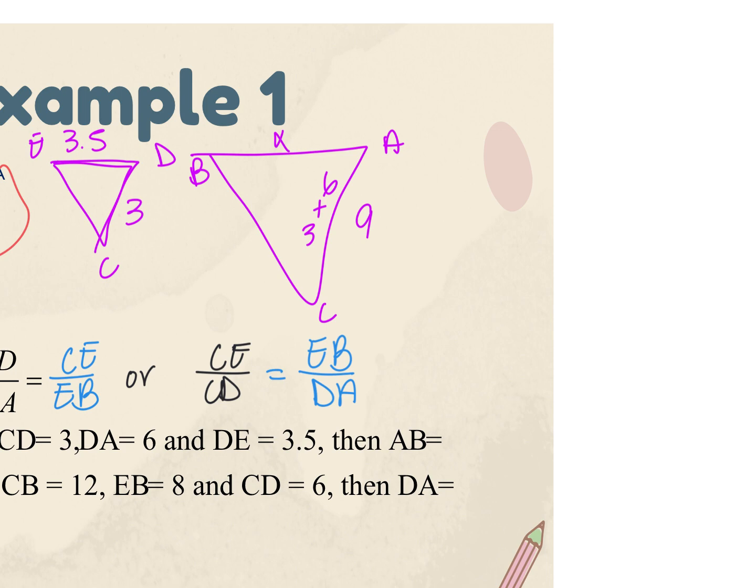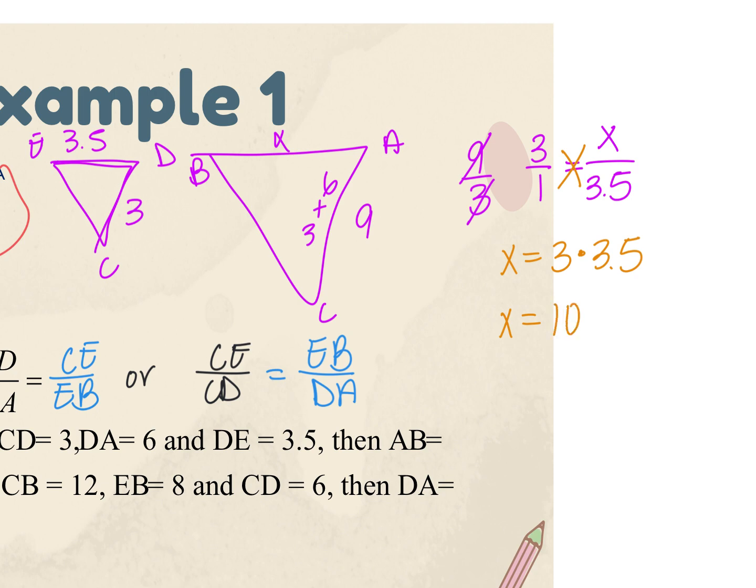I'm going to set it up as right over left, 9 over 3, which could be simplified to 3 over 1. Okay, that is the same as my 9, I have an X over 3.5. What do I have to do next? Good, cross multiply. X equals 3 times 3.5, and what's 3.5 times 3? 10.5 would be my answer. All right, that is for B.